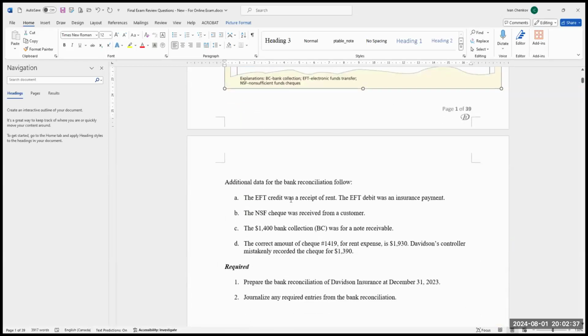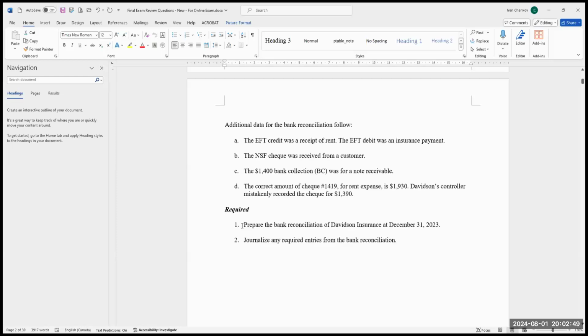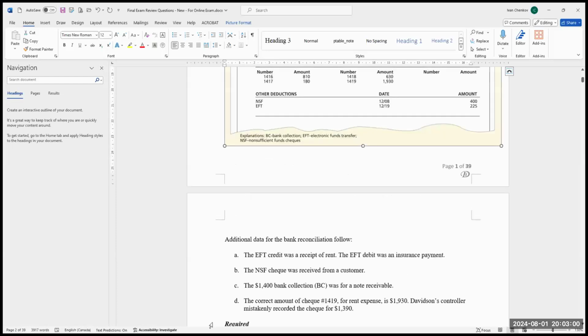Once we have those two, we can see that there's some additional information, which gives you an idea about some events that happened in this particular case. The requirements are: prepare the bank reconciliation, and journalize any required entry from the bank reconciliation. Those are our requirements. So what we have to do is go back to the Excel spreadsheet and start working.